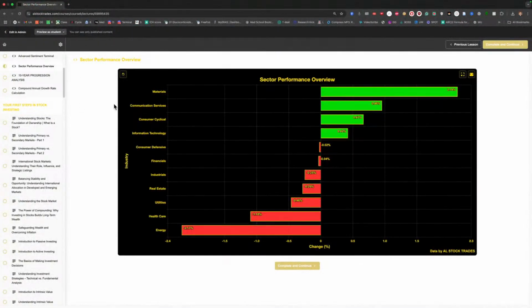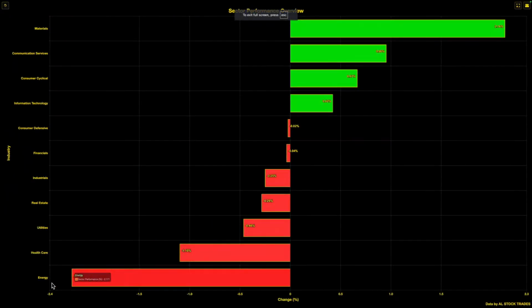Well, for folks that don't know, we just released sector performance overview. This is your own sector performance. You can reset it, and it's an interactive chart. It's part of the allstocktrades.com website. You can look at healthcare. Healthcare is actually down negative 1.10% today, and you can basically see this because ISM manufacturing pushed up, so many people were going to materials.